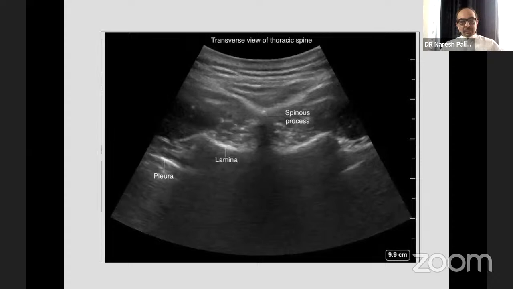This is the transverse view at the thoracic spine. You can see the spinous processes and laminae, and the articular processes are not visible in this view because they lie more anteriorly at thoracic levels. You can visualize the rib and the sliding pleura.